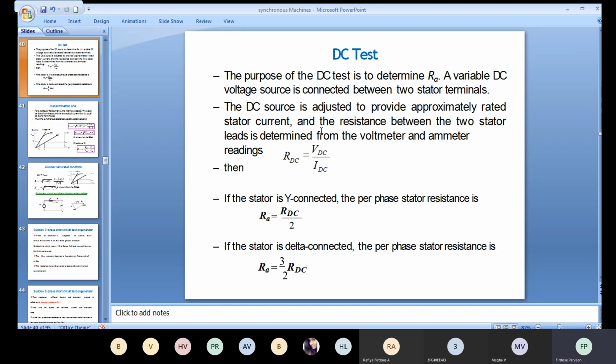If the stator is star connected, the per phase stator resistance is given by armature resistance equal to DC resistance divided by 2, and if the stator is delta connected, it is given by this formula.